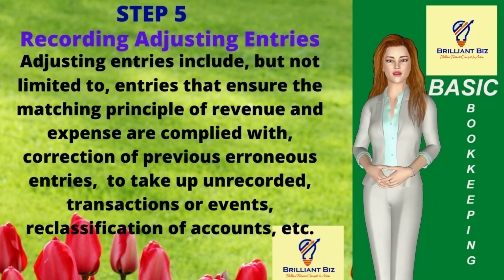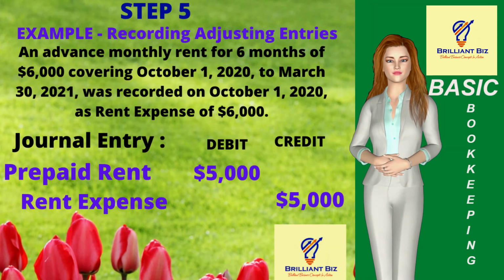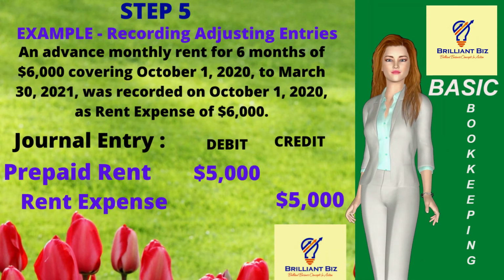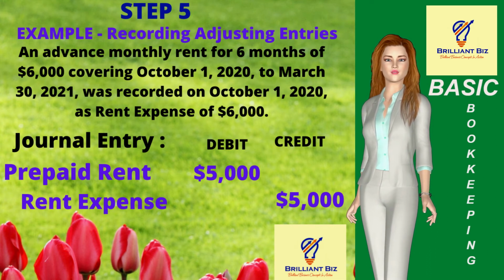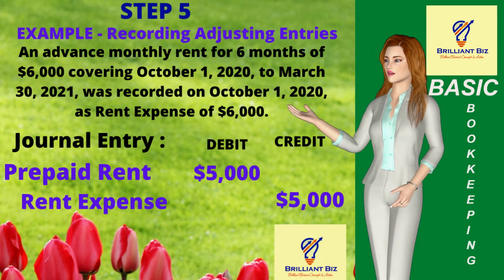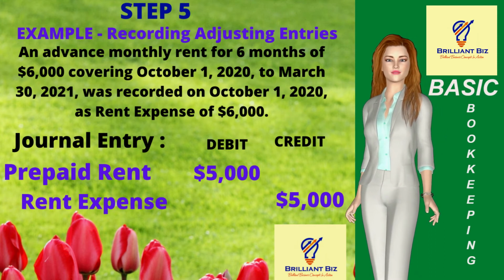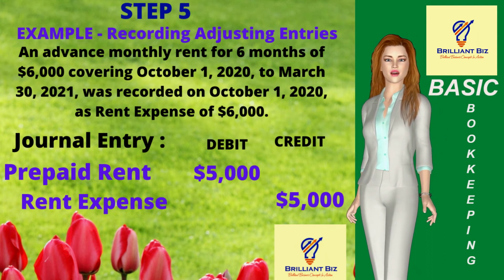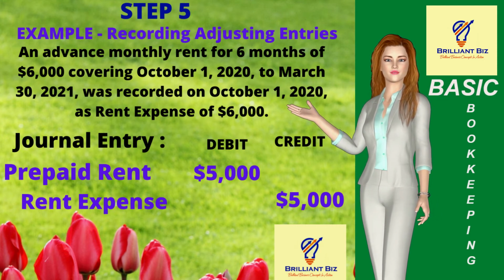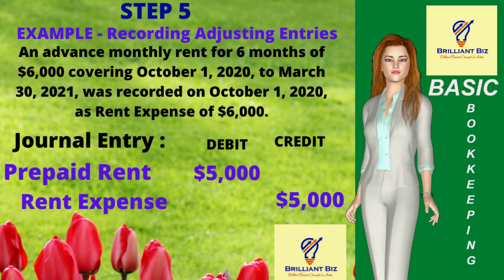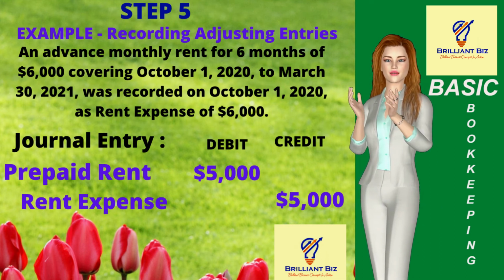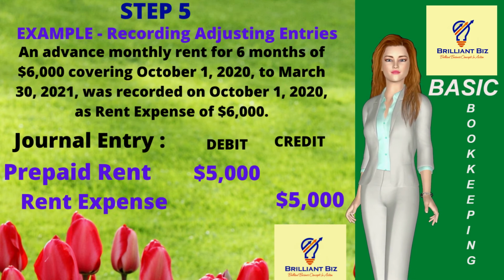Example: an advance monthly rent for 6 months of $6,000 covering October 1, 2020, to March 30, 2021, is recorded on October 1, 2020, as rent expense of $6,000. The adjusting entry on October 31 is debit prepaid rent $5,000 and credit rent expense $5,000. This is to put the rental expense for October at $1,000 only, applying the matching principle of revenue and expense.